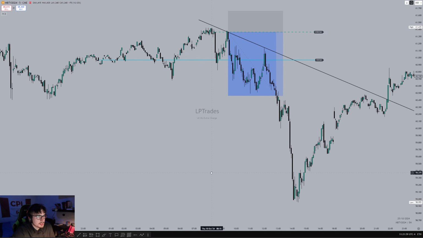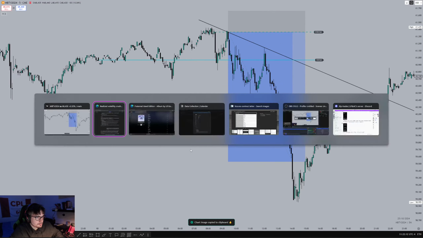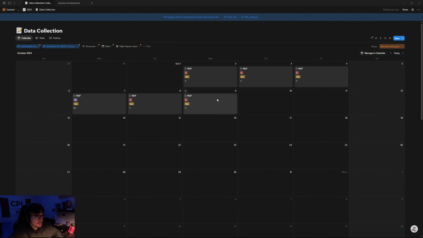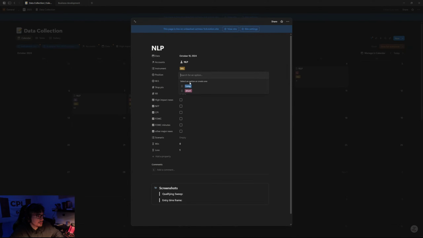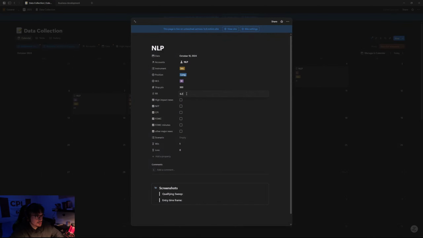I would be getting out at the close of this candle right here, 6.12R. So that actually makes the model profitable again. A lot more trades, that's what I'll say. Usually there's not this many trades. 6.12.